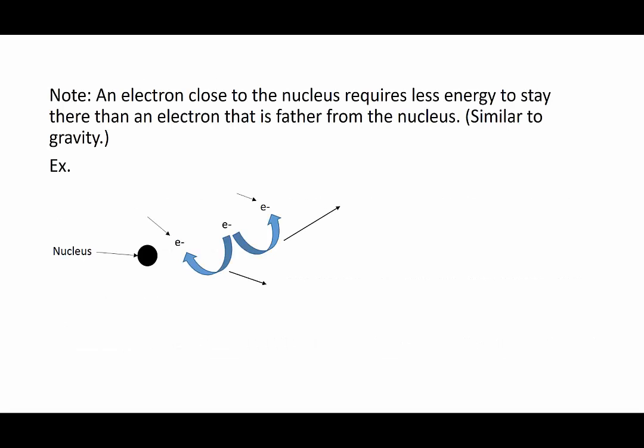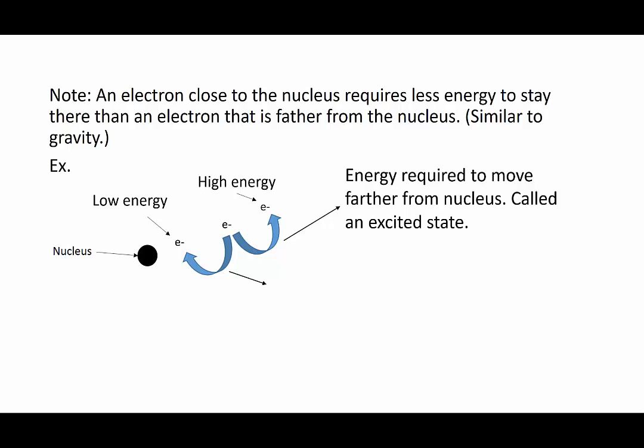If we move on to the next bit, we know there are specific energies for each of our levels. Remember, the closer you are to the nucleus, the lower the energy is, and the farther you get from the nucleus, the higher the energy of the level. If you want to move from a lower energy to a higher energy, that requires energy to do so, and remember, that is called being in an excited state for the electron.